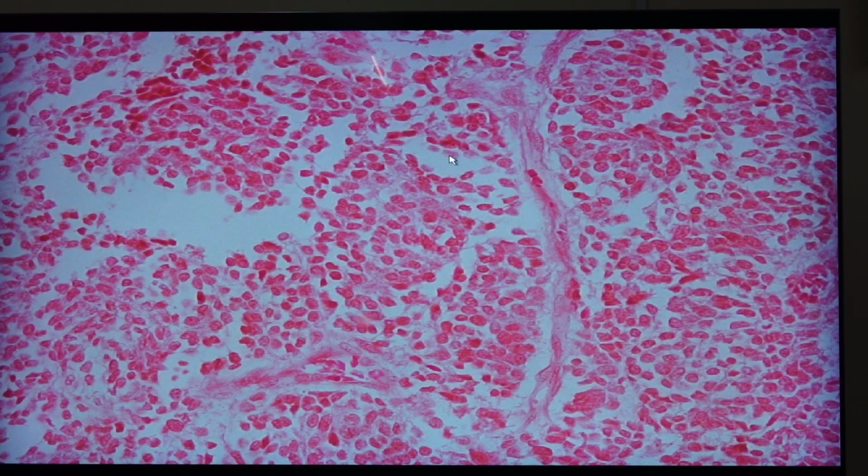So, can you follow my cursor? You can see the presence of nuclear molding in the cells. It can express PTHrP, which can be the reason for hypercalcemia in this case. And in 80 to 90% of cases, it will present with BCL2 overexpression.